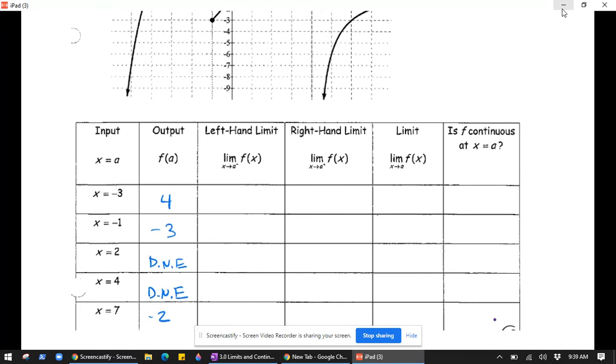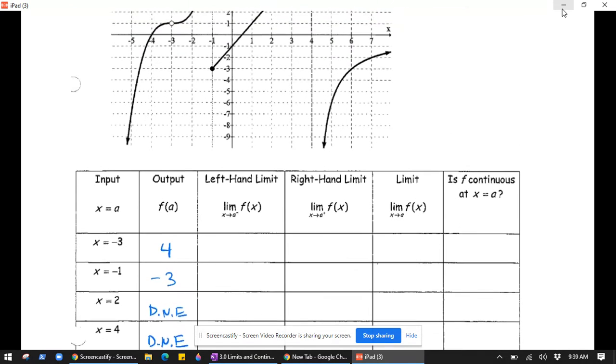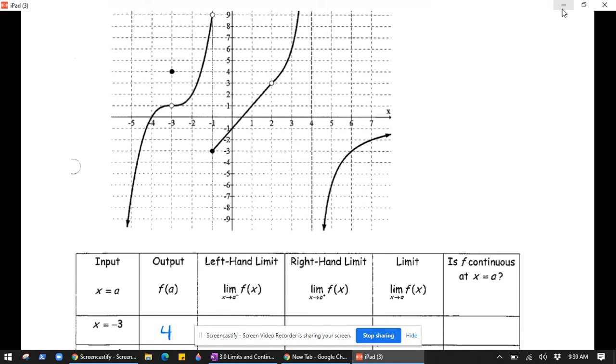Now let's take a look at the limits. As x approaches negative 3, the limit from the left-hand side is equal to 1. The limit from the right-hand side is equal to 1. The limit, therefore, from both sides is 1. Is f continuous? Well, no, because for it to be continuous, we want this to equal this. We want it to exist and those to be equal. So our answer is no.